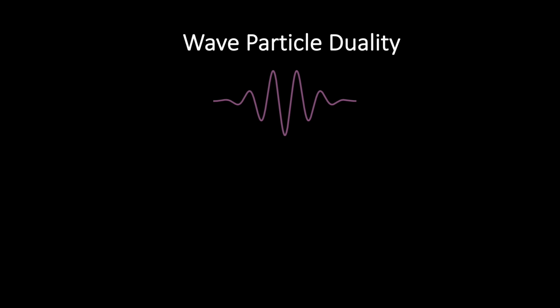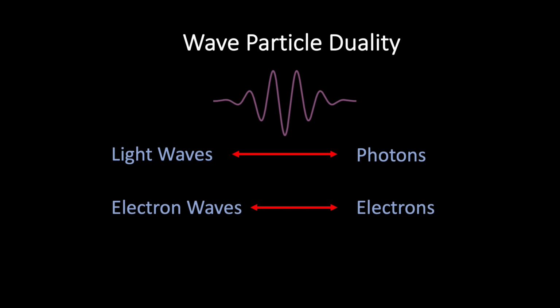What was particularly exciting for Schrödinger was that de Broglie had dared to ask the question that if light waves can behave like particles, as has been shown by Einstein's explanation of the photoelectric effect, is it then possible that particles such as electrons can behave like waves? De Broglie's answer to this question was an unequivocal yes.